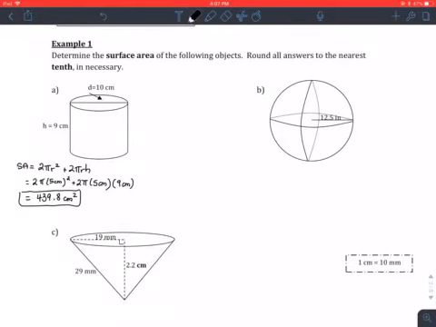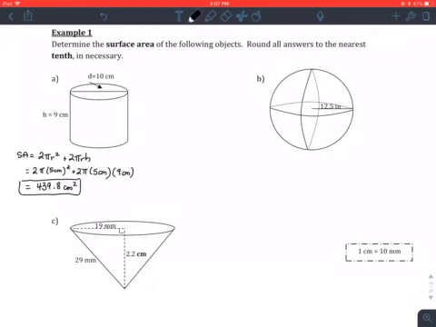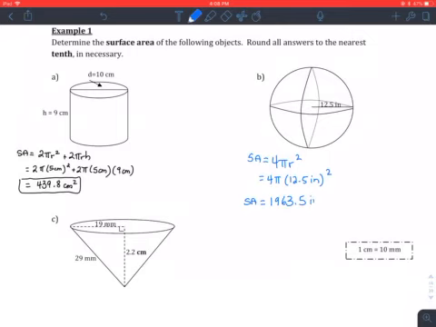Part B, let's look at a sphere. My surface area formula for that sphere: surface area is equal to 4 pi r squared. The only dimension I need this time is the radius. Conveniently enough, it has been provided to me. So we can go ahead and substitute 4 pi, 12.5 inches squared, and the surface area of my sphere is going to be 1963.5 inches squared.